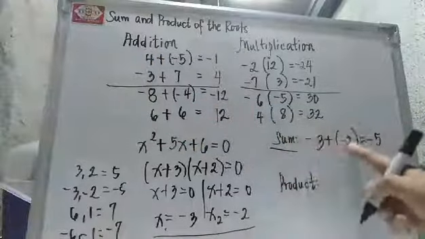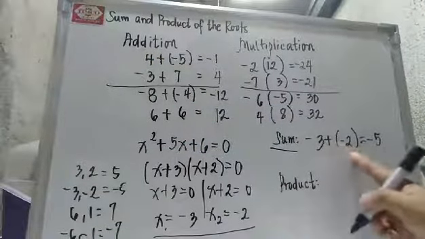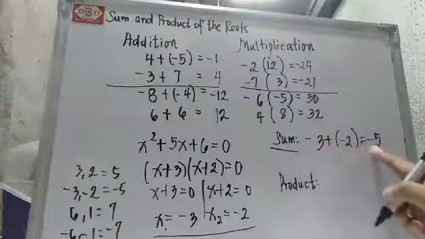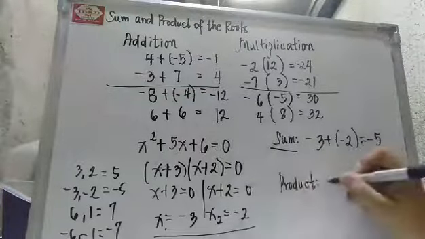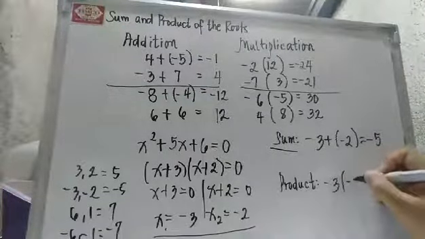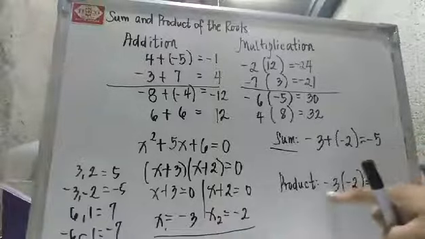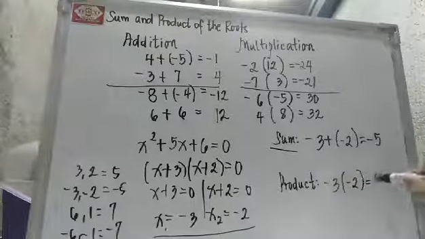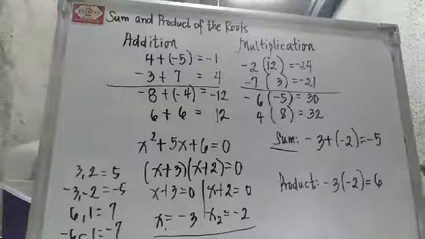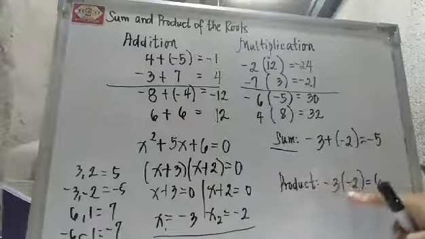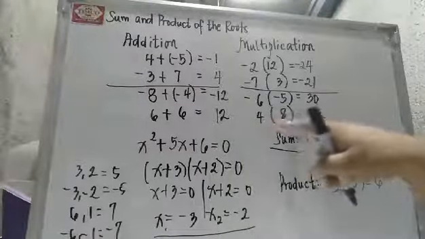They are like signs, so we are going to add, then copy the common sign which is a negative. Product. Negative 3 times negative 2. So negative 3 times negative 2 is positive 6 because they have common sign, so therefore we will use the positive.